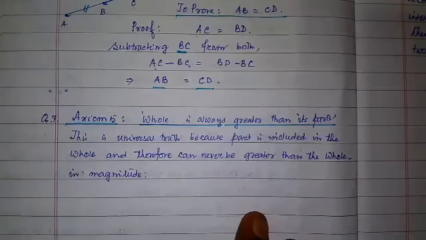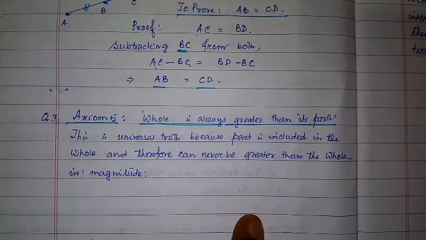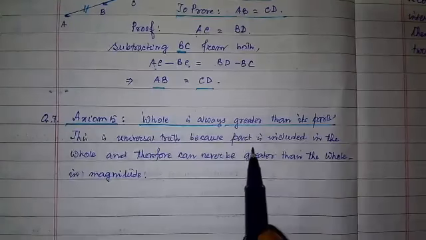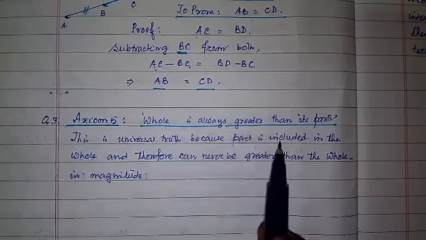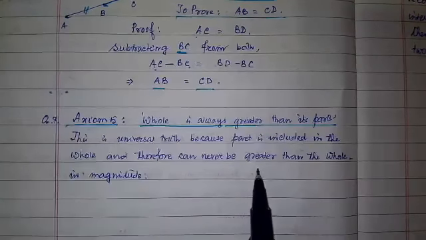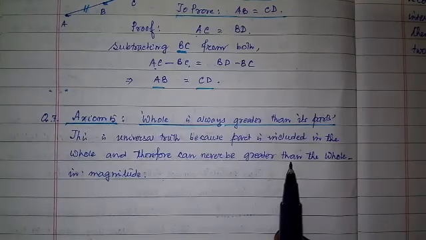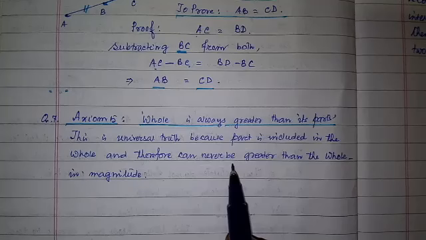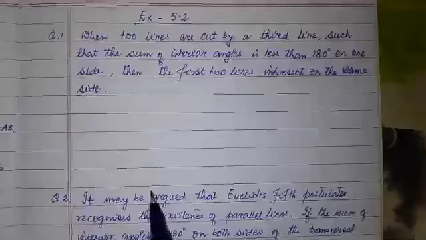Now let us explain this to show that this is universally true. This is universal truth because the part is included in the whole, and therefore can never be greater than the whole in magnitude. That is why whole is always greater than the parts.